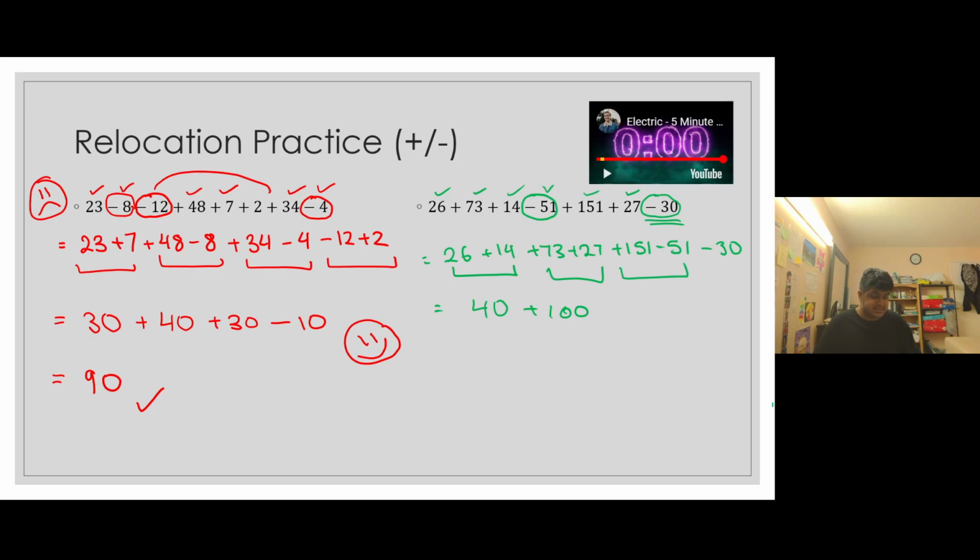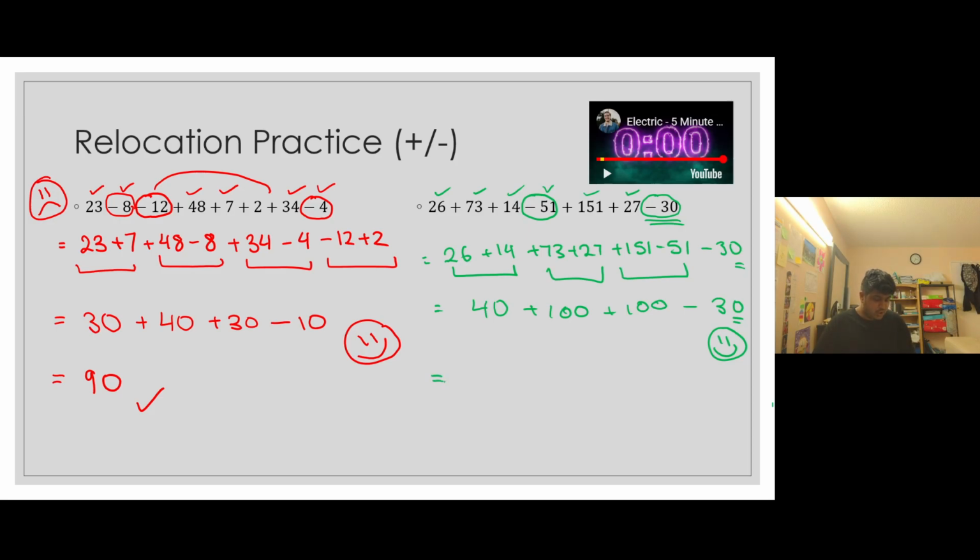151 minus 51 gives us another 100 right here, right? Very easy to, again, just intuitively keep that in your mind. And then we have right here minus 30. Now, minus 30 doesn't have a pair, but it doesn't need one. It's already part of our nice, easy, intuitive calculation because it already ends in a 0. We don't need to change that up. There's no need to fix what's not broken, right?